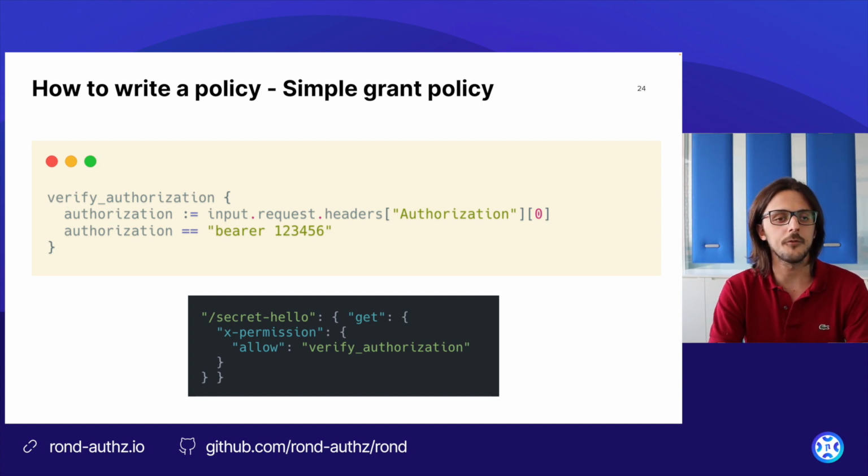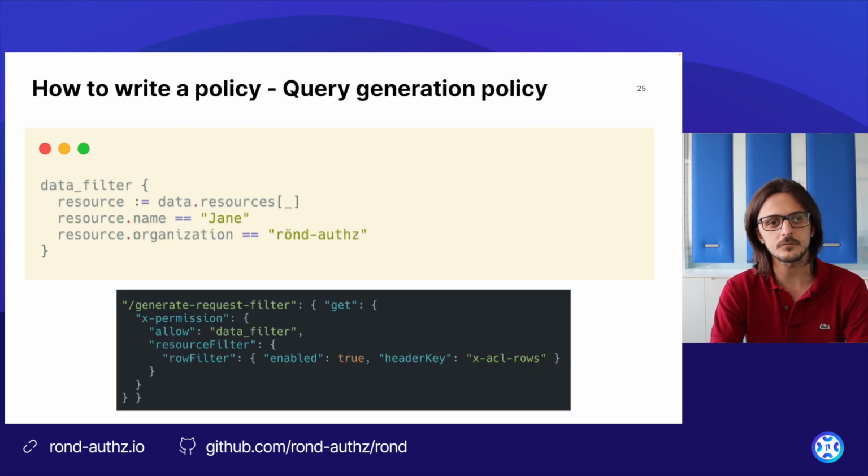In this case, we are configuring it using the allow configuration property, and the policy is named verify_authorization. With this policy, we are simply taking the request headers, accessing the authorization header, and verifying its content. We are simply doing a string comparison, but you can do much more with Rego built-ins, such as JWT serialization and validation.